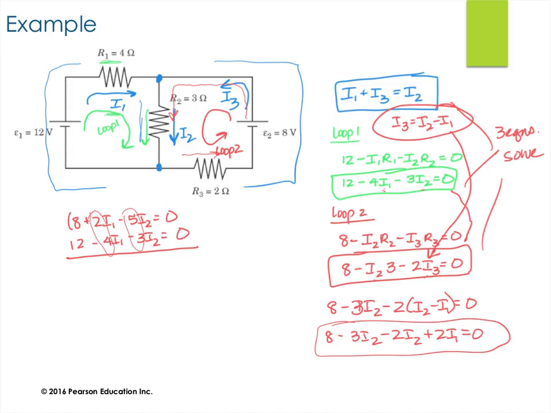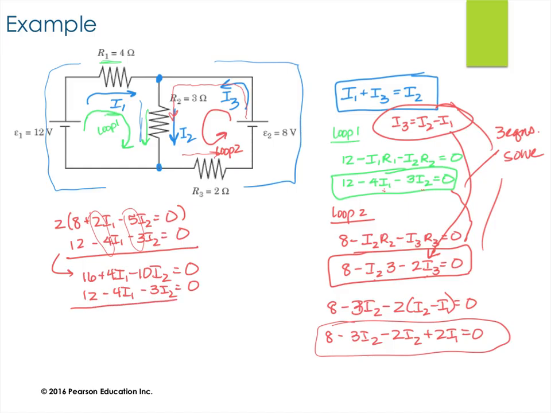So I notice if I multiply the top equation by 2, then the coefficient of I1 will be 4 in both the top equation and the bottom one. So I'm going to do that here. I get 16 plus 4i1 minus 10i2. So my first equation's been modified. The second one remains the same.